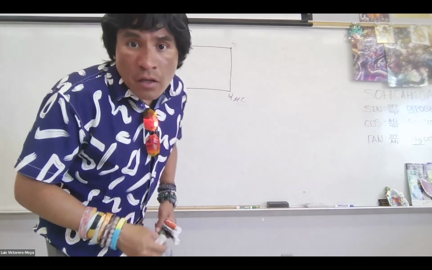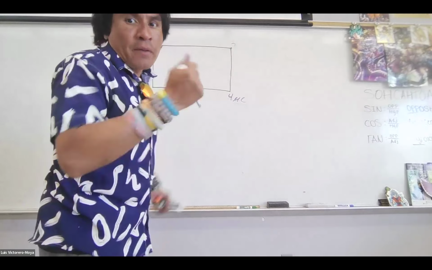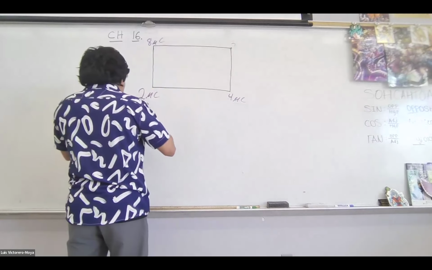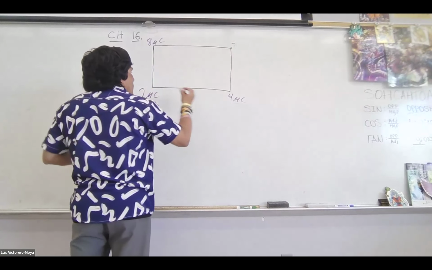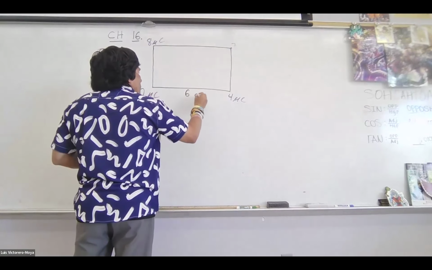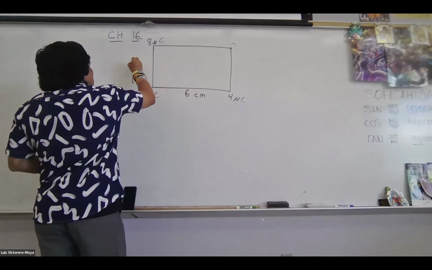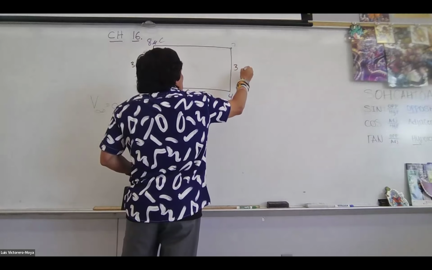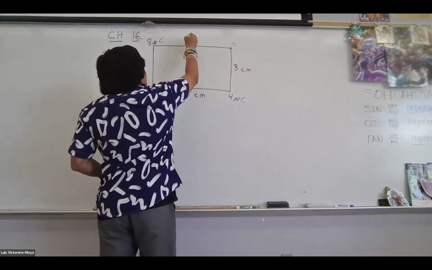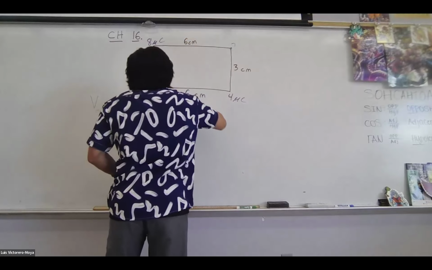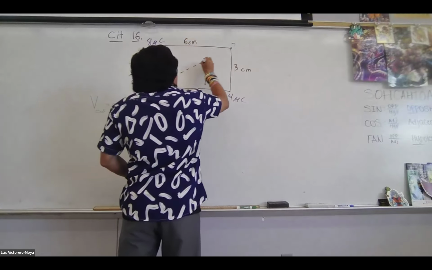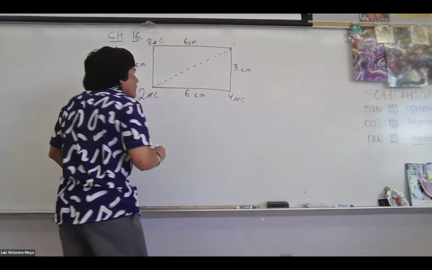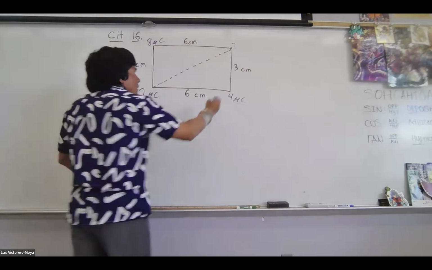Oh, what are the dimensions? 5.9. Let's make it 6 and 3. Make it easier. So let's make this 6, and let's make this 3. If that's 3, that's 3. If that's 6, that's 6. And you want that, right? So right triangle here.